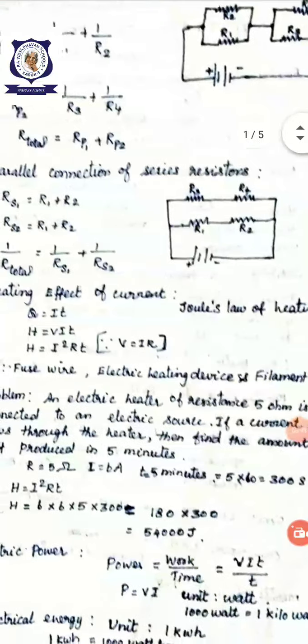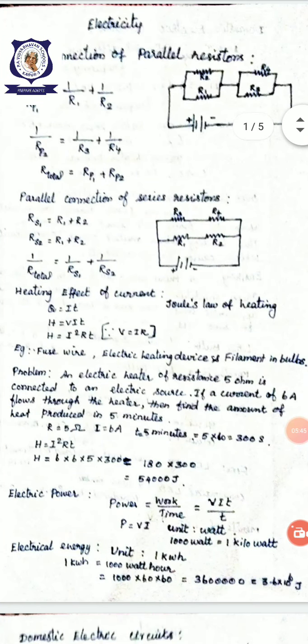How can we calculate the heating effect of current? With the help of Joule's law of heating. According to this law, what is Q? Q means charge. Q is equal to I into t, so I is equal to Q by t, or Q is equal to I into t. When current flows through the material or the circuit, the material gets heated. Is it clear? So the heat produced is equal to I squared R t.